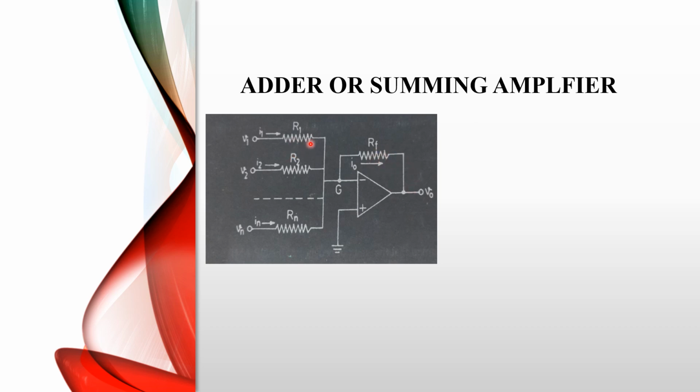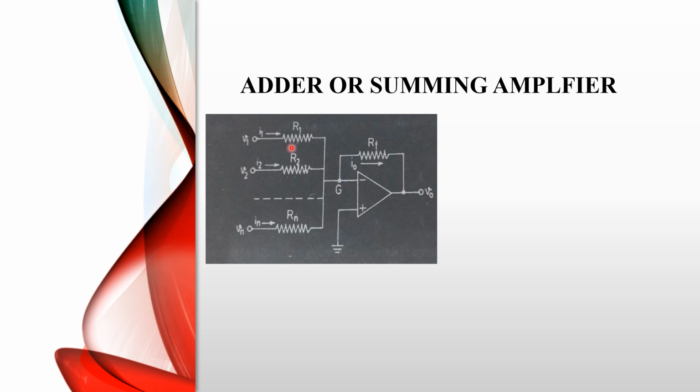So R1 is the input resistor, one side is connected with the input voltage V1 and the other side is connected with the inverting terminal. R2 is the second resistor, one side is connected with the V2 input voltage and the other side is connected with the inverting terminal of the op-amp. And Rn is the last one, one side is connected with the input voltage Vn and the other side is connected with the inverting terminal of the op-amp.